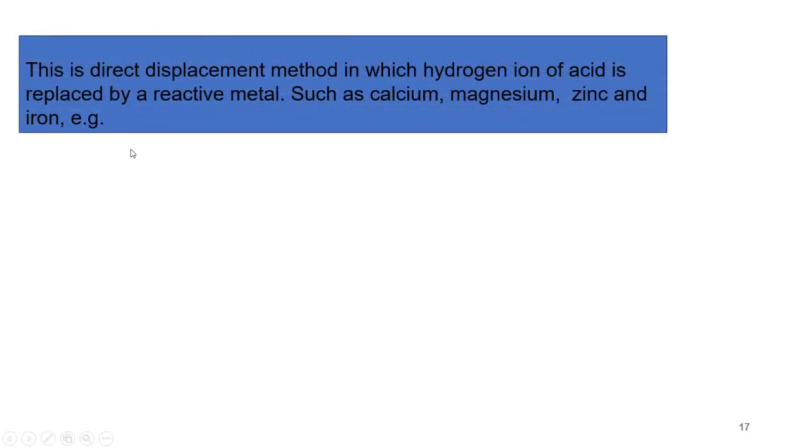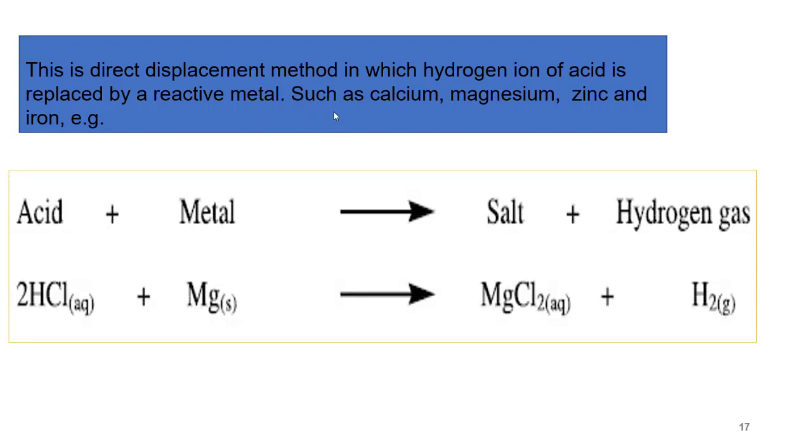This is the direct displacement method, in which hydrogen ions of an acid are replaced by reactive metals such as calcium, magnesium, zinc and iron. An example is hydrochloric acid reacting with the metal magnesium to form the salt magnesium chloride, with the evolution of a gas, and the gas is hydrogen gas.